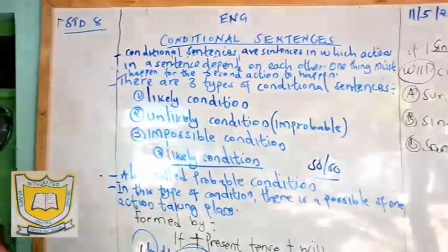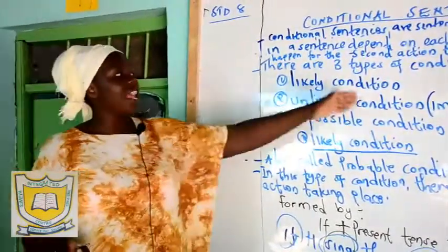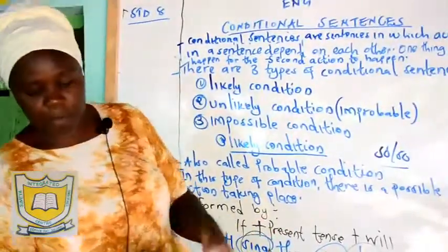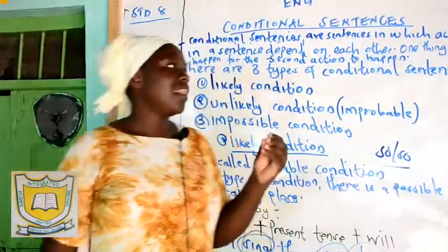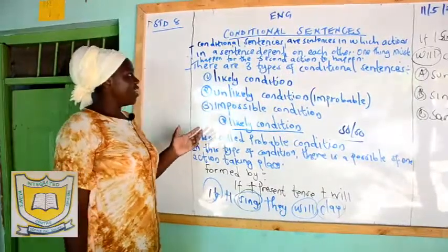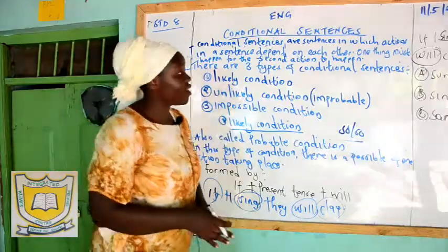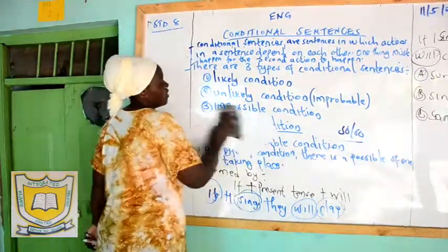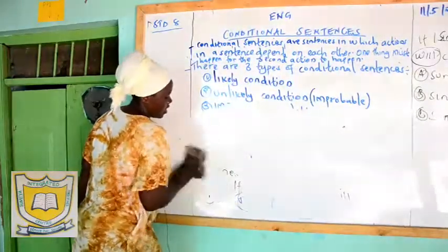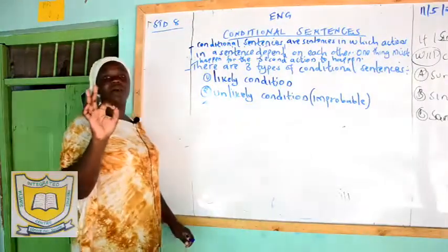Now, let's go to the second type of conditional sentences. The unlikely condition, also called the improbable condition. What is the difference between the likely condition and the unlikely condition? We say the likely condition is also called the probable. The unlikely condition is called the improbable. Let's find this in a sentence. Why is it called the improbable condition? Because there is a small chance.